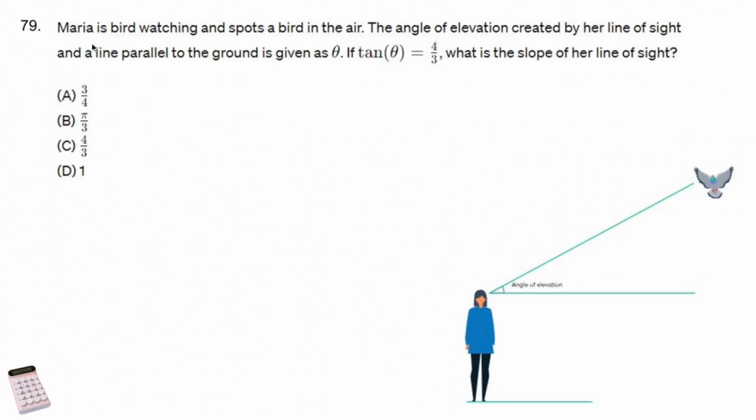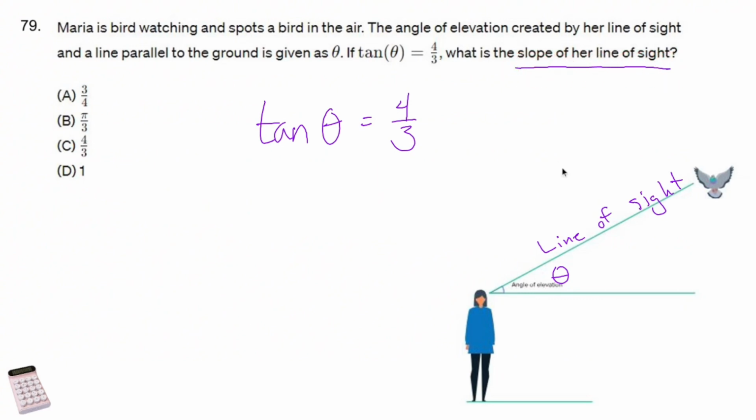Santana. Maria's bird watching and spots a bird in the air. Hi, Maria. The angle of elevation created by her line of sight and a line parallel to the ground is given as theta. So this is the line of sight, her eyeball hitting the bird, and as you can tell, that's parallel to the ground, and the angle is going to be called theta. If tan theta equals 4/3, what is the slope of her line of sight?